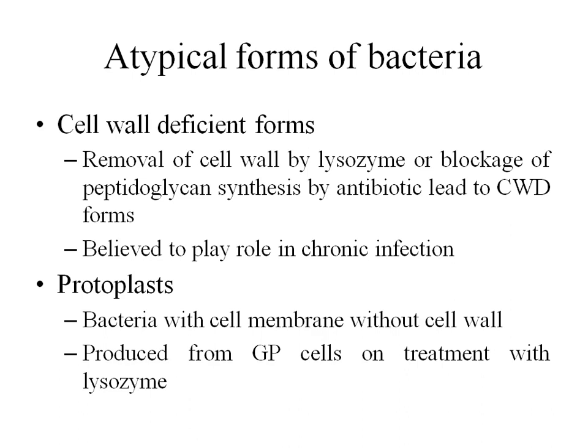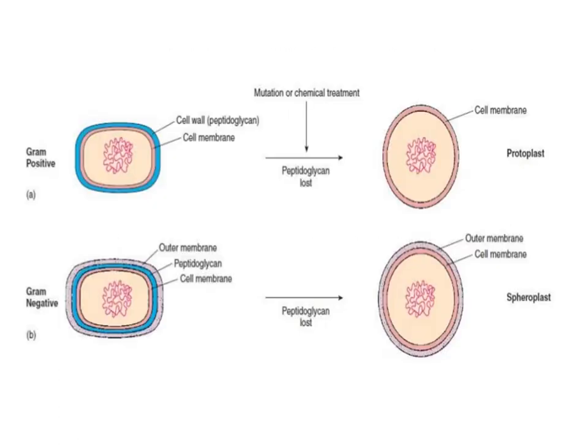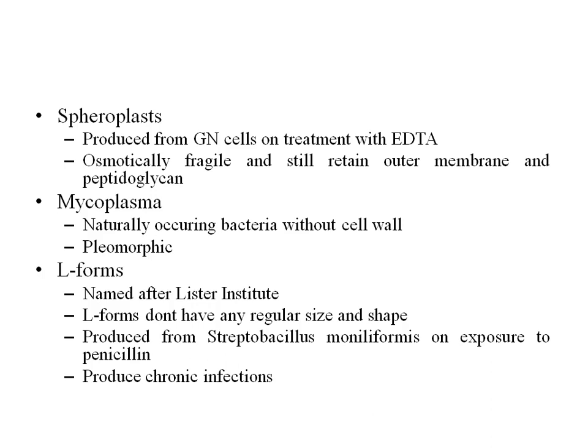A protoplast is a bacterium which is produced from gram-positive cells on treatment with lysozyme, and a spheroplast is a bacterium derived from gram-negative bacteria when they are treated with EDTA. Osmotically, both protoplasts and spheroplasts are fragile. Mycoplasma is another atypical form. They are naturally occurring bacteria without a cell wall, and they are pleomorphic.